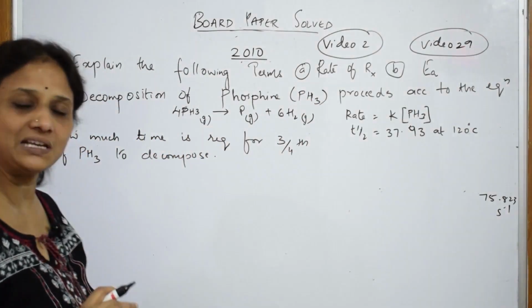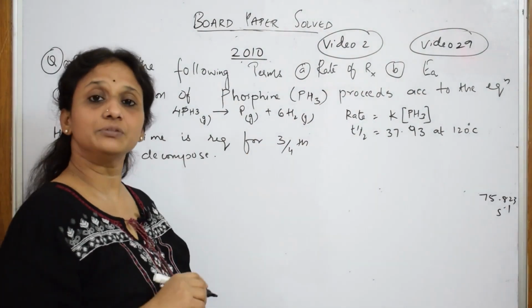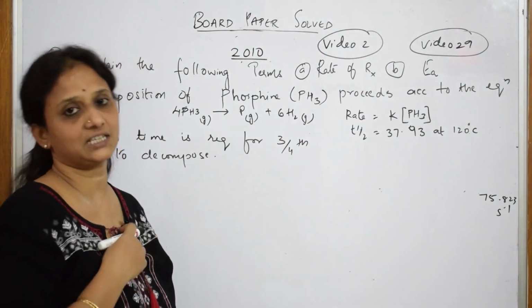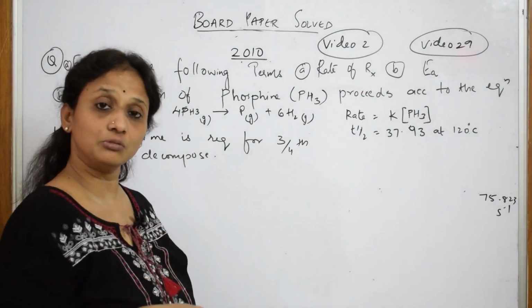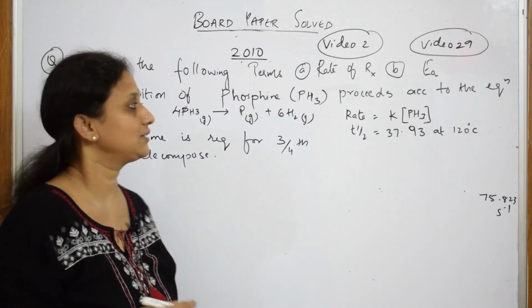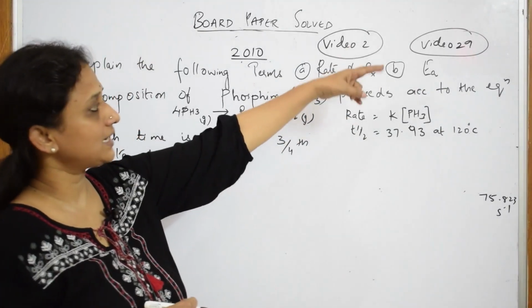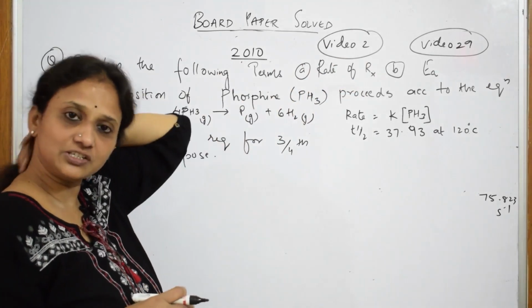I've clearly explained the definition. I've also given you the information regarding how to write for an activation energy. I've also given you the formula for activation energy. Please go through that video. So for rate of reaction it is 2 and activation energy is 29.